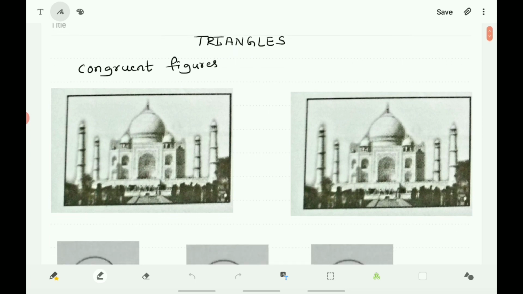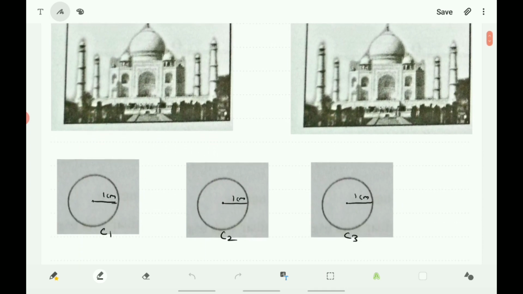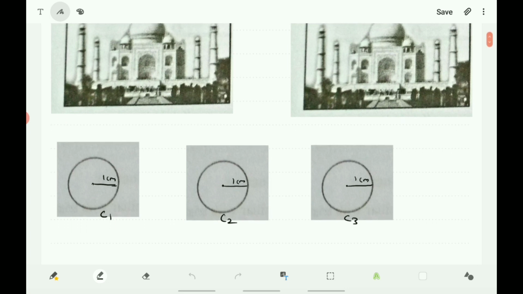See the figures of Taj Mahal here. They have the same shape and also the same size. So they are congruent figures. And you see the circles C1, C2, C3. They have equal radii, which means their sizes are the same here, and they are also congruent circles.